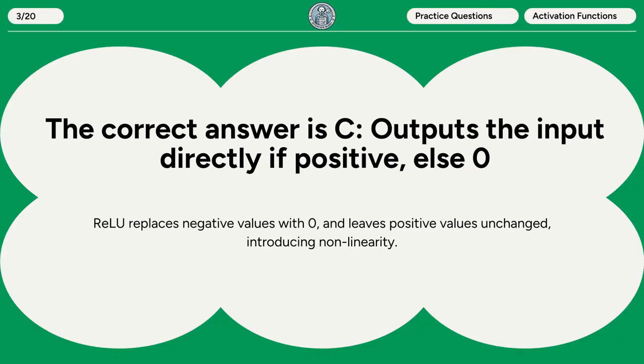The correct answer is C. Outputs the input directly if positive, else 0. ReLU replaces negative values with 0, and leaves positive values unchanged, introducing nonlinearity.